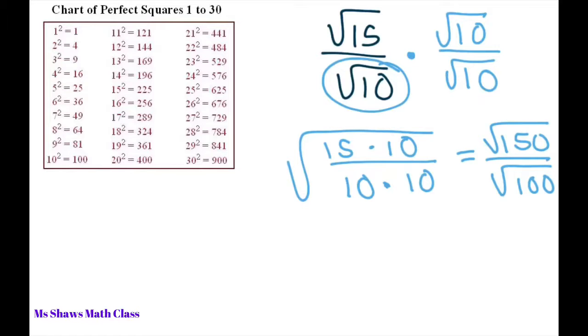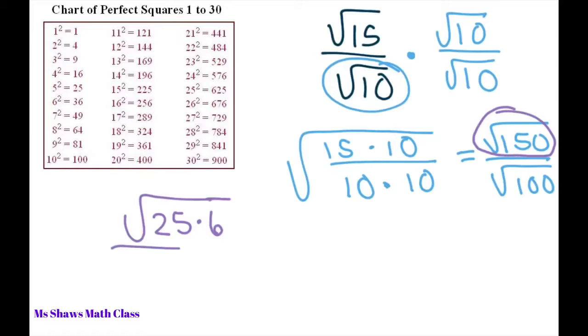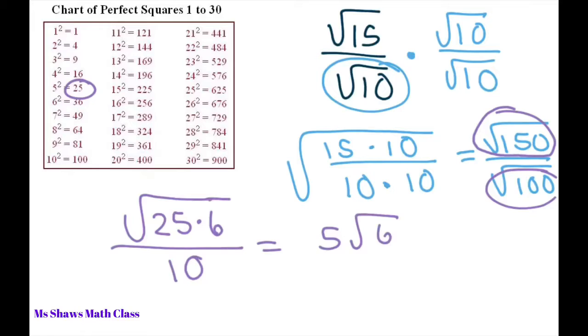The square root of 100 is 10, but I can break up 150. I can break that up as 25 times 6. And again, square root of 100 is just 10. That's what we wanted. Now we do not have a radical in the denominator. The square root of 25 is 5, so it's right there. So you have 5 square root of 6 divided by 10.